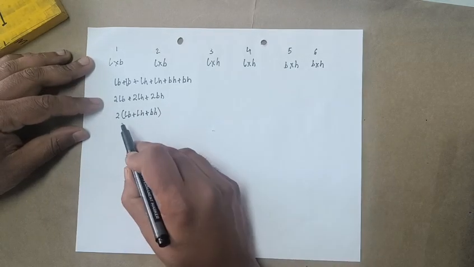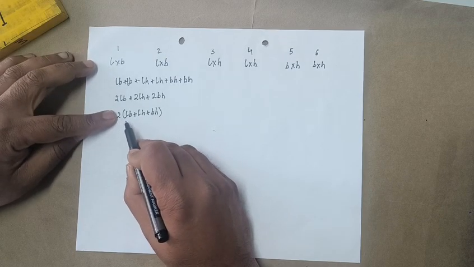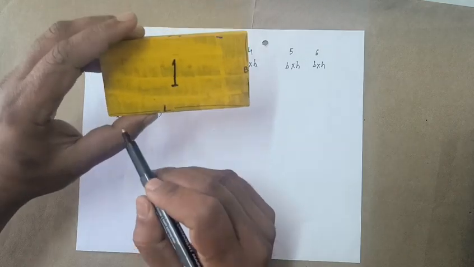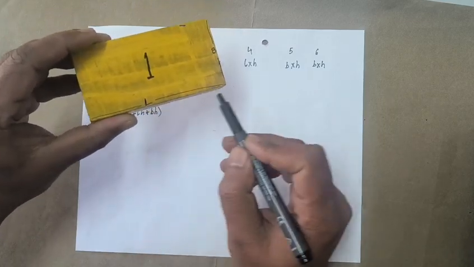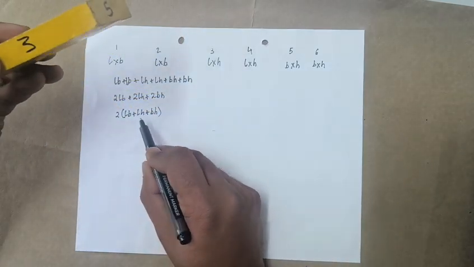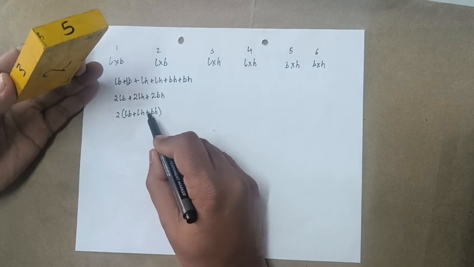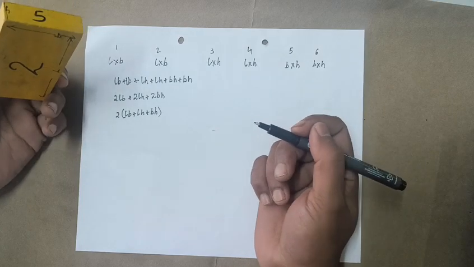Why do we take this 2 outside? It is quite simply that if we actually want to calculate the surface area, we can calculate length times breadth and put it here, length times height and put it here, and breadth times height and put it here. After we add all of them, we simply multiply it by 2. It makes the calculation a little easier.